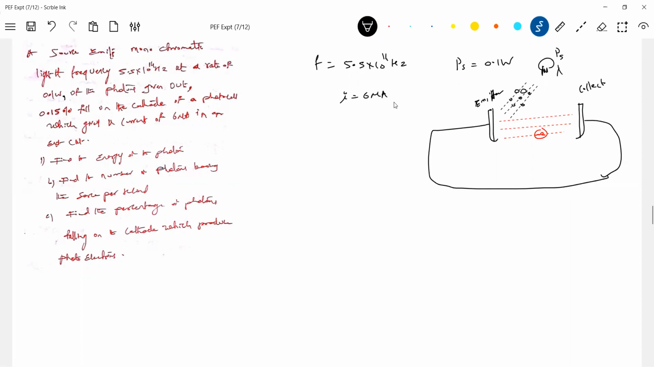A current I will flow, so this current is what is telling us. The power of the source is given. The energy of the photon is given. And 0.15% is also given.